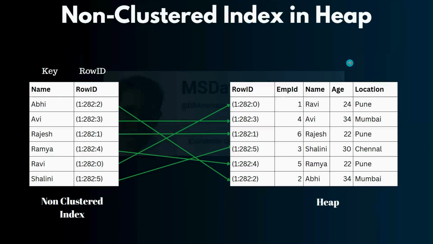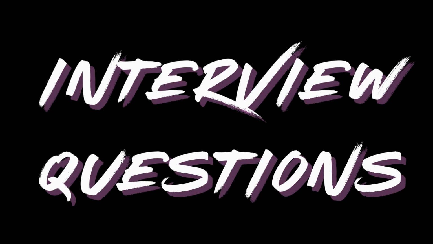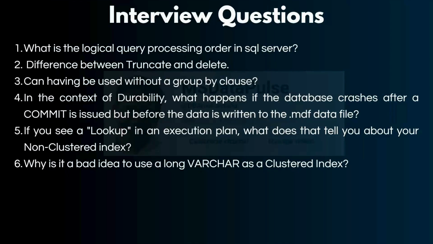Now let's move to the interview questions. So the first question is, what is the logical query processing order in SQL Server? For example, if we have many aggregate functions, a where clause, order by clause, group by clause, having clause, and top, or maybe distinct. If we have everything in our query, how does SQL Server process that query logically?